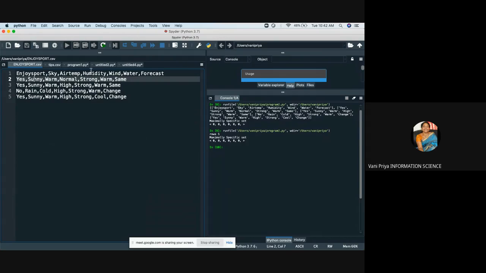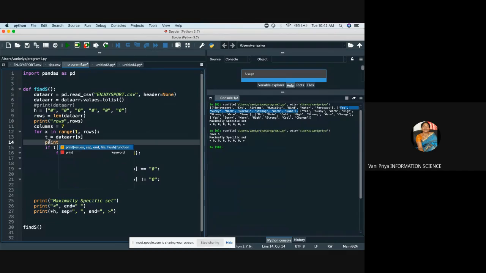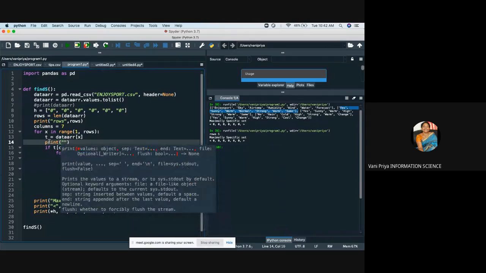So here T is equal to data array of x. That means we are extracting this value, up to here, and it will be stored in this T. If you want, you can check it by using the print statement. As I told you, wherever you want, you can use a print statement to check the values. So this is T.